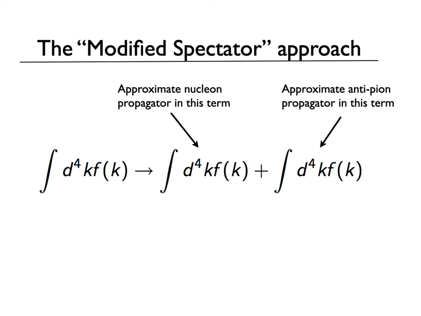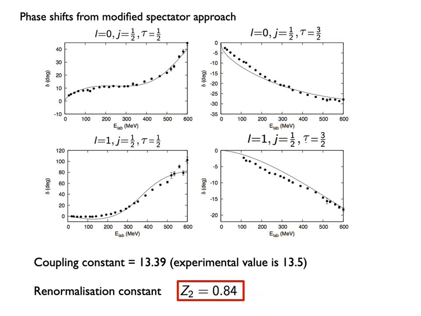It's less clear, at least to us, how to get rid of the cutoff factor poles, but these don't seem to matter quite so much, because when we used the modified spectator approach and got the computer to refit the parameters, we obtained phase shifts and a coupling constant that are fairly reasonable, and most happily of all, a Z2 between 0 and 1, notwithstanding the presence of the cutoff factor poles.